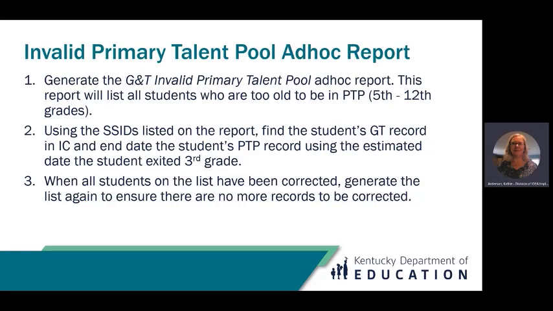Let's talk about the invalid primary talent pool ad hoc report. This report lists the students who are too old to be in primary talent pool. Don't forget, when creating a new primary talent pool record, to pre-end date the record. Pre-end dating saves you time so that you don't have to go back at the end of the 3rd grade and end date the record.